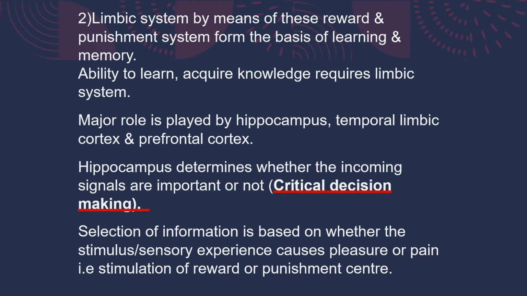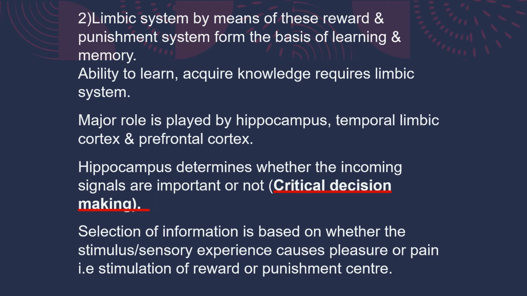So the limbic system, by means of this reward and punishment system, forms the basis of learning and memory. The ability to learn and acquire knowledge requires the limbic system. So the main things behind learning and memory are the reward and punishment systems. How can we explain this? Some educated parents make their children study and remember things, or they explain to their children to study and remember. But some parents and children, street children you can say, are not at all interested in studying or going to school or college. Why does that happen? Because they are never exposed to reading and never got any reward by reading, studying and remembering things. That's why the main motivation for learning and memory is the reward and punishment system.